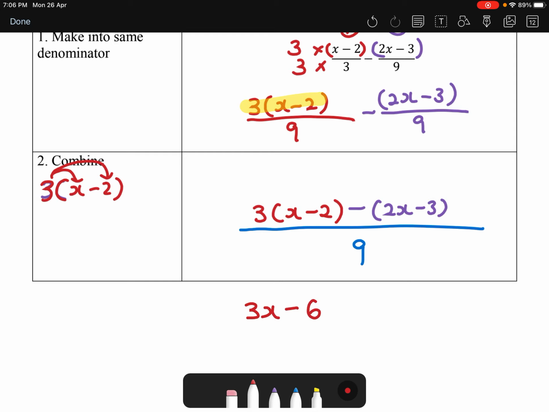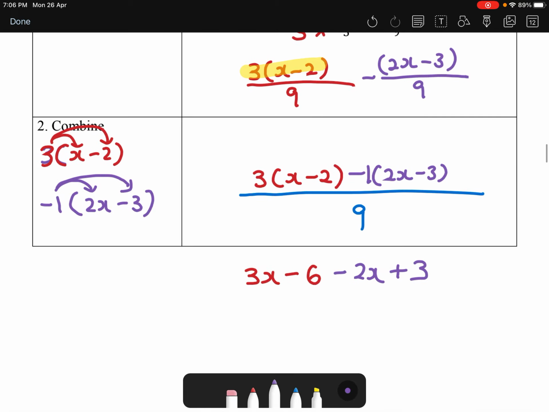Let's take a look at the purple bracket with the minus sign. Whenever you have a minus sign, it's understood that there's a minus 1 here. So remember, minus 1, you put a bracket, 2x minus 3. Then you do your so-called rainbow. Minus 1 times 2x, then minus 1 times minus 3. Minus 1 times 2x is minus 2x. Minus 1 times minus 3 is plus 3.